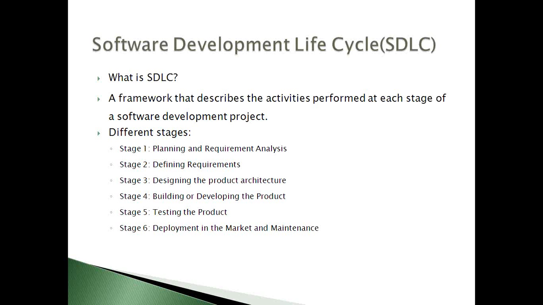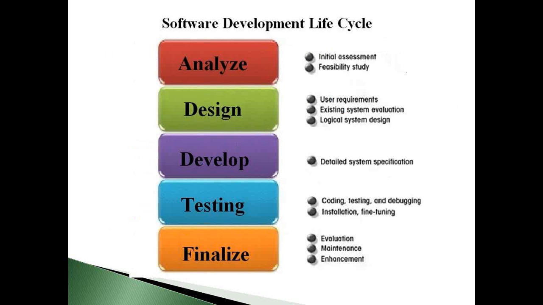So these are the 6 different stages involved in software development. You can conclude them as the different phases. The first one is the analyze phase, where we will have the initial assessment and feasibility study, and then the design phase, where we will have the user requirements, existing system evaluation and logical system design. When it comes to the development phase, we will have the detailed system specification.